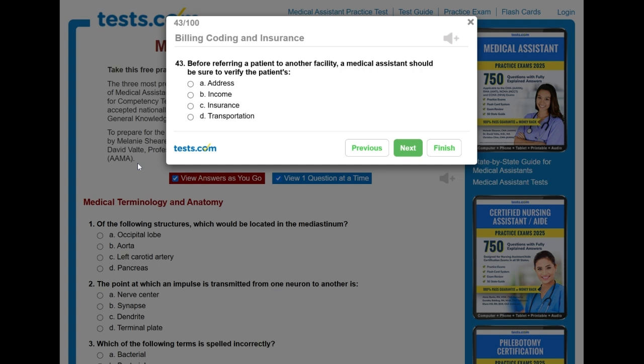Billing, coding, and insurance. Question 43. Before referring a patient to another facility, a medical assistant should be sure to verify the patient's A. Address. B. Income. C. Insurance. D. Transportation.